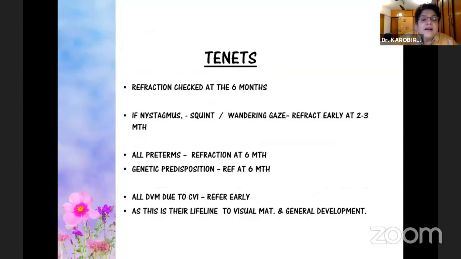And finally, the tenets are that when these children come to you, see that they are rehabilitated, always do their refraction at 6 months, and in developmental delay because of CVI, refer early, because this is a lifeline to visual maturation and development.